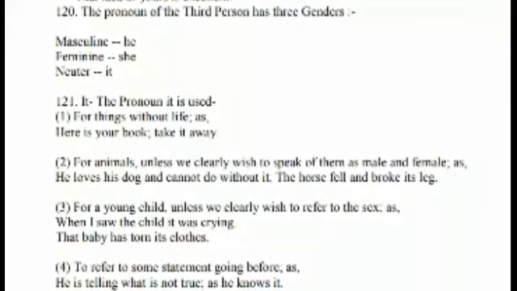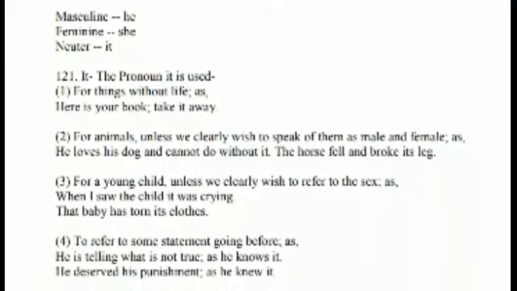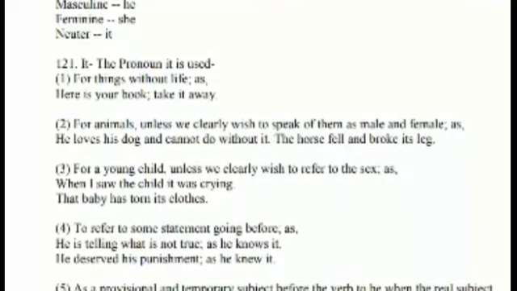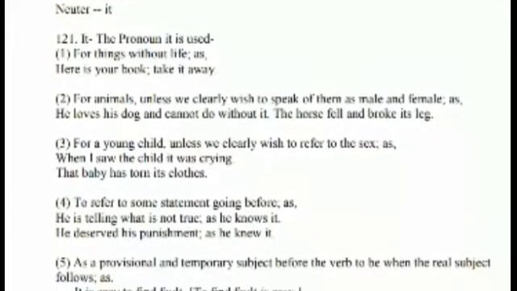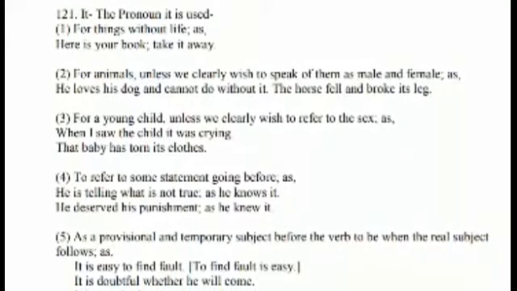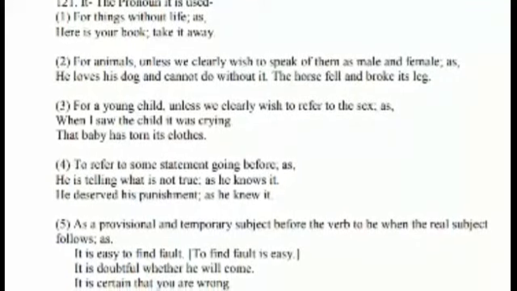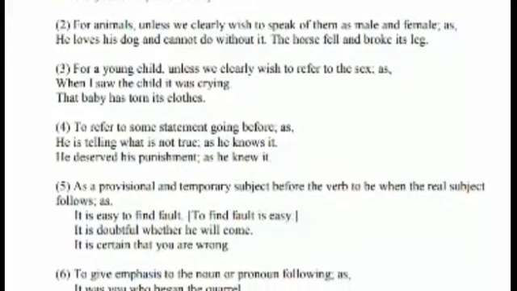The pronoun of the third person has three genders. For first person, second person, for both genders, same words. But for third person, masculine gender he, feminine gender she, and neuter gender it. The pronoun it is used in different situations. Eight conditions are given. First one, the pronoun it is used for things without life. Example, here is your book. Take it away. Here it refers to book. Second one, for animals, unless we clearly wish to speak of them as male or female. That is, he loves his dog and cannot do without it. The horse fell and broke its leg.